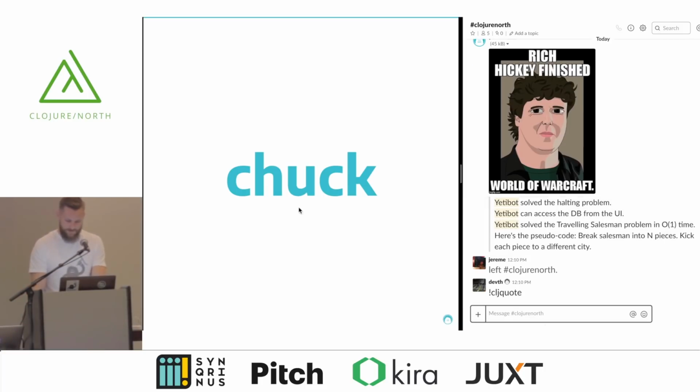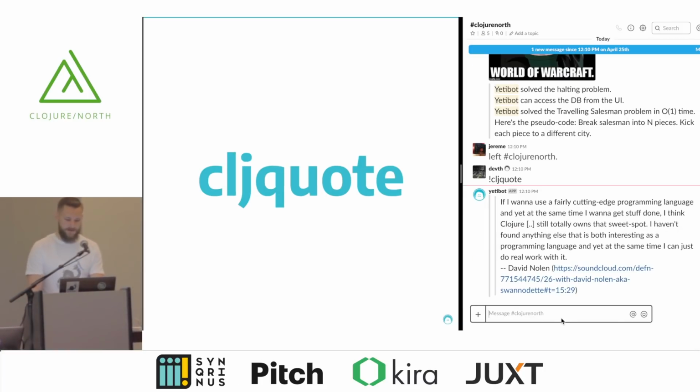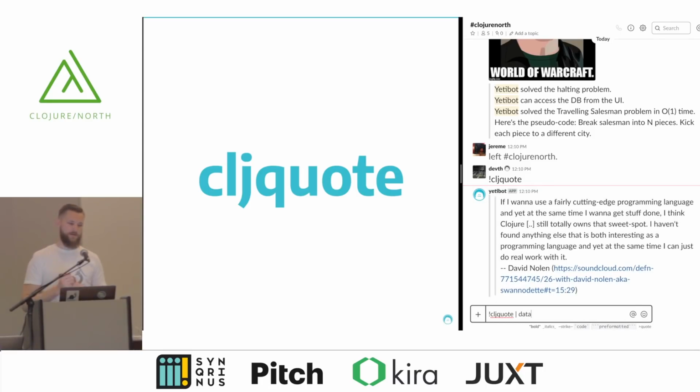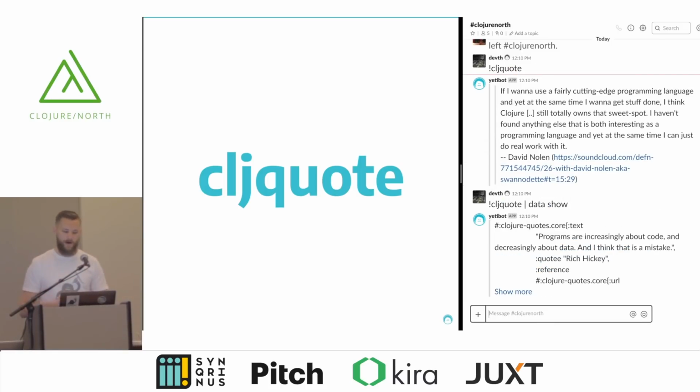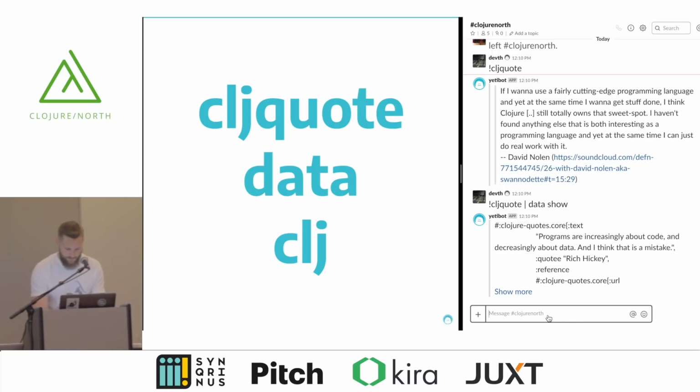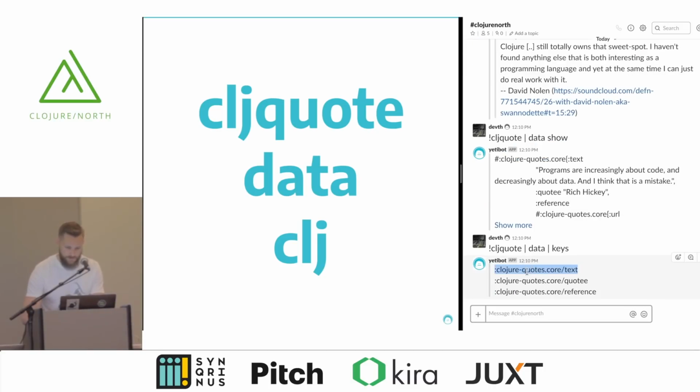Looking at this command, you can see the output contains quite a few pieces of data, but let's say we wanted to grab just the text of that. An interesting thing that Yetibot does is it propagates the data that's used to derive the output of a command across pipes. So we can look at the raw data instead of the formatted string representation. If we say data show, we get a Clojure map back. Then we could pass data to keys and see what keys are available.